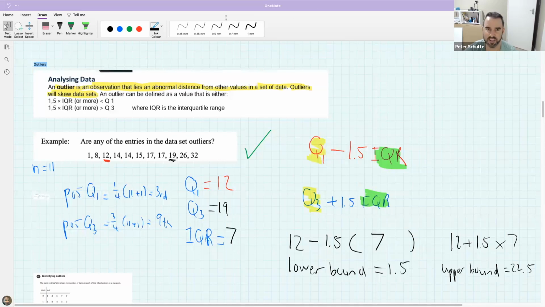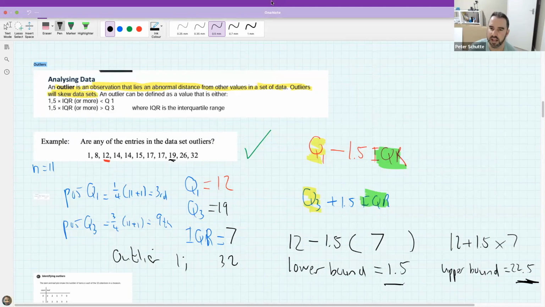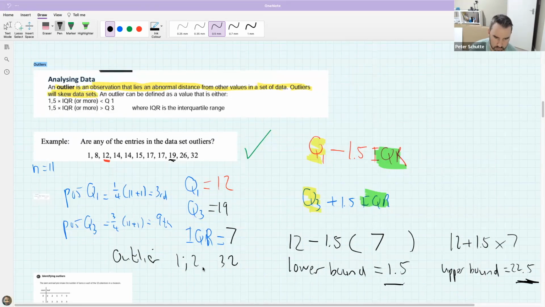For Zama, yes, absolutely. So for Zama, 1 is below 1.5. So the first outlier is 1. Are there any other ones? 32, you're absolutely right, because it's above 22 and a half. Are there any other ones? Are there any other outliers? Lomelo, there are 26 is an outlier as well.